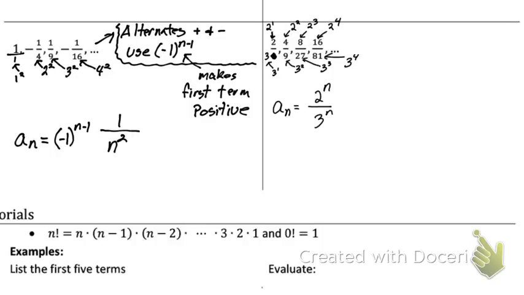Because if I plug a 1 in, that's my first term. That will give me 2 over 3. If I'm looking for my second term, my n would be a 2, which would give me that 4 over 9, so on and so forth. So that is our next one. Those are your 3 patterns you're looking for on the homework. All right, those are our 3 major patterns that you're looking for.